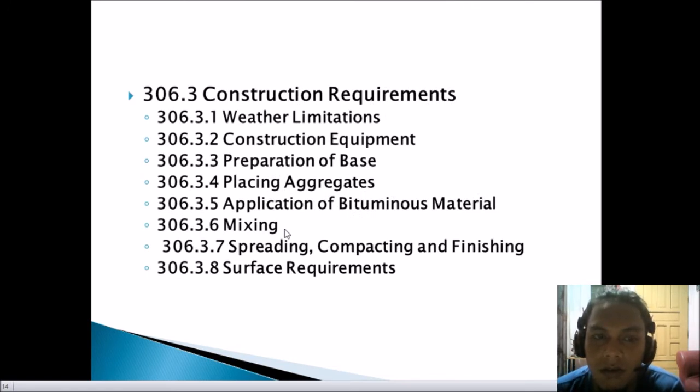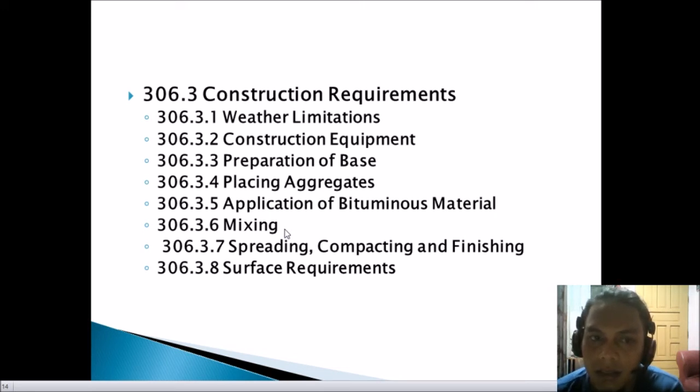So 306.3.1 is the weather limitation. The construction of road mix shall be carried on only when the surface on which the material is to be placed is dry and when the weather is not foggy. So we should remember that the surface should be dry, and the weather should not be foggy or rainy.